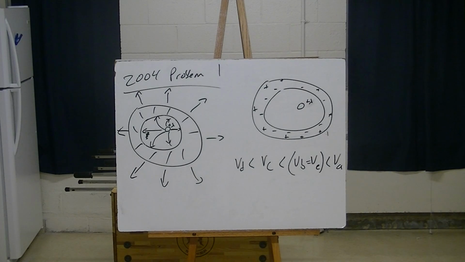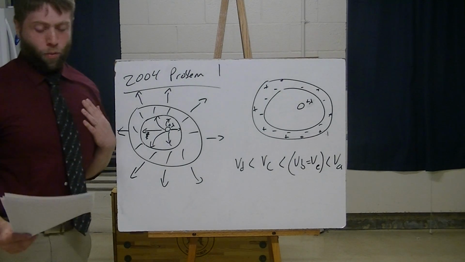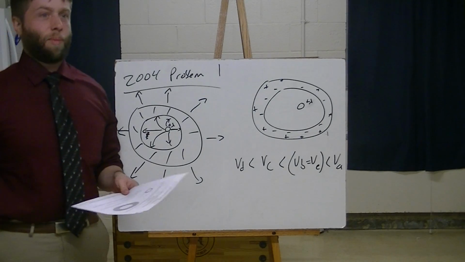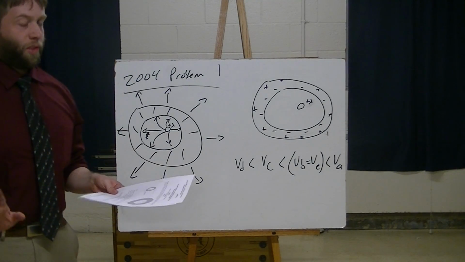I actually think problem 1 from the 2004 E&M exam is fairly complicated. There's a lot going on in it. I would go for the maximum number of points at the very beginning of the problem, and then I would leave the rest of it alone.